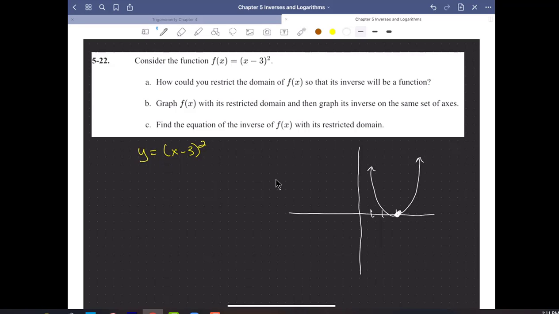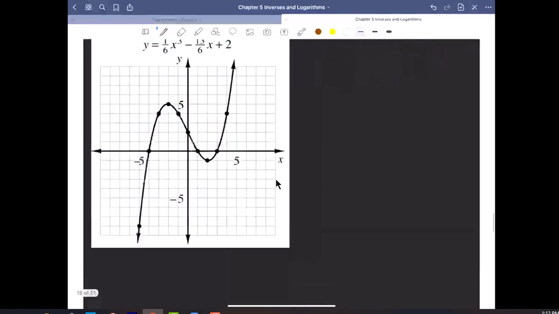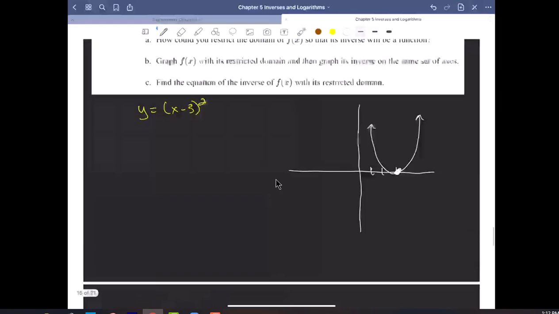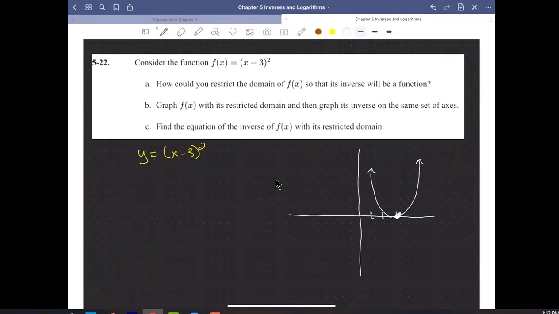So from what we kind of learned previously, right off of this guy, when it comes to finding our inverse, we know that our vertex is at 3, 0. So if we were to find the inverse, it would be at 0, 3, right? And we think it should kind of go like this and like this, right?